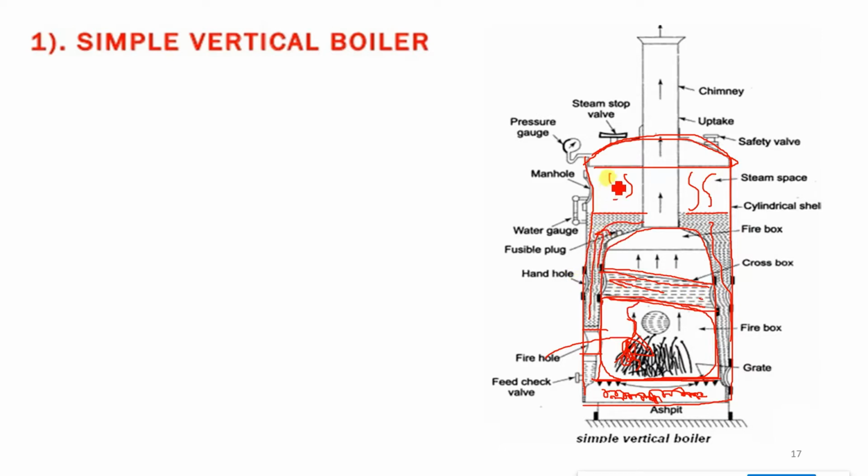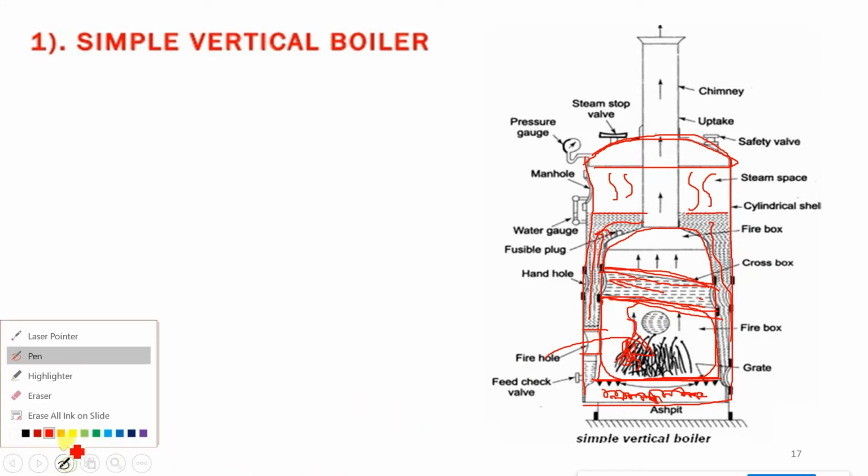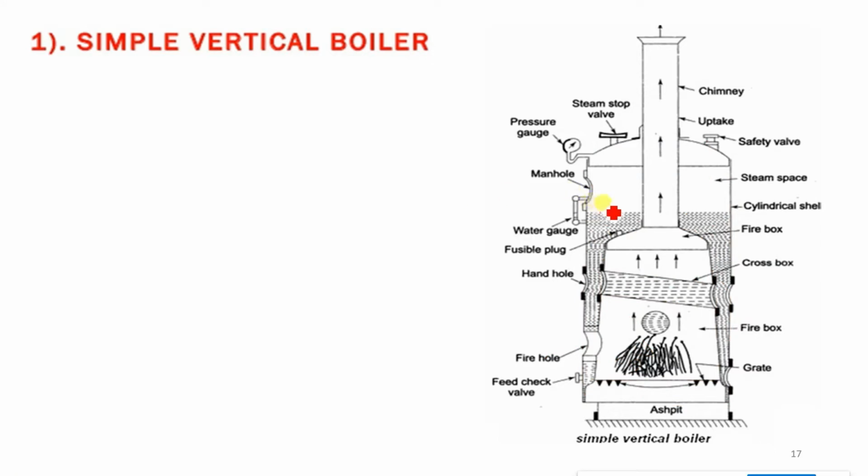Steam forms and is collected at the top. For natural circulation, these cross tubes are provided slightly inclined. The flue gases first hit the water inside the cross tubes and the water surrounding the firebox, and finally the flue gases move into the atmosphere through the chimney.